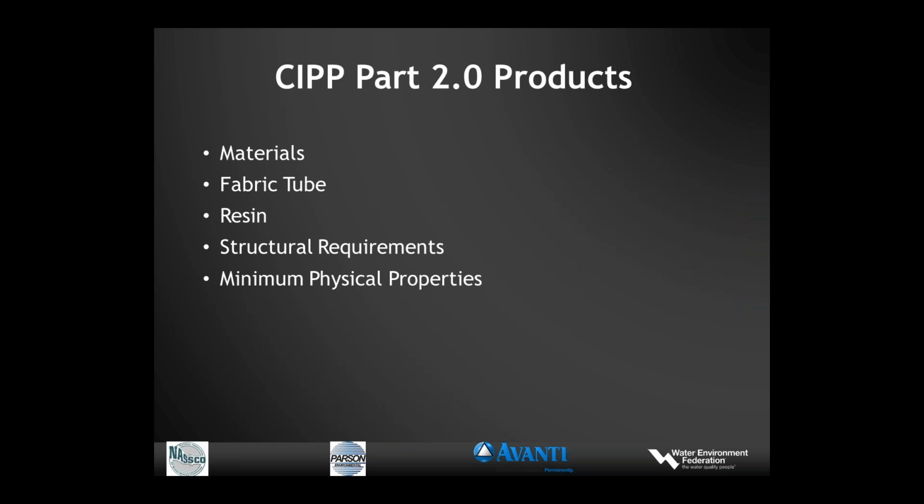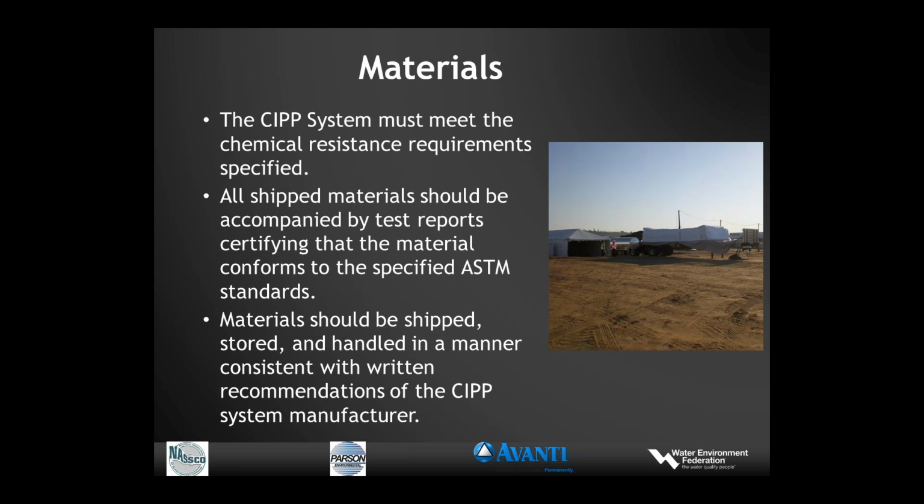Next, we're going to look at Part 2 products, and this includes the materials, the tube and the resin, and the structural requirements and minimum physical requirements, or how these are specified. First of all, materials. The CIPP system must meet certain qualifications to be suitable. One of these is chemical resistance.